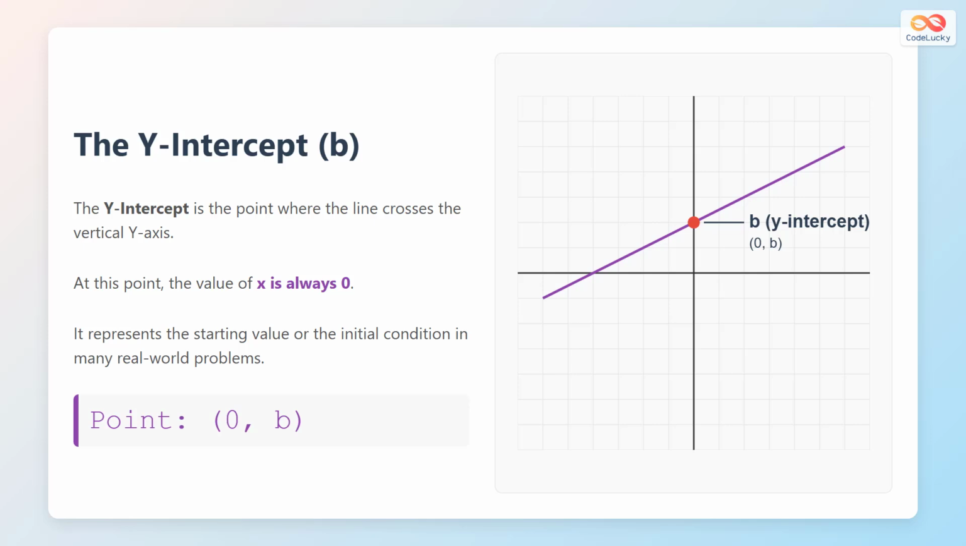Next is the y-intercept, represented by the letter b. This is simply the point where our line crosses the vertical y-axis. At this exact spot, the x-coordinate is always 0. Think of this as your starting point when you begin to graph a line.